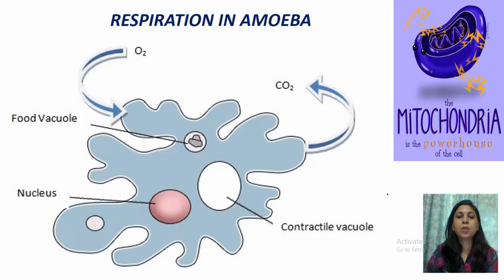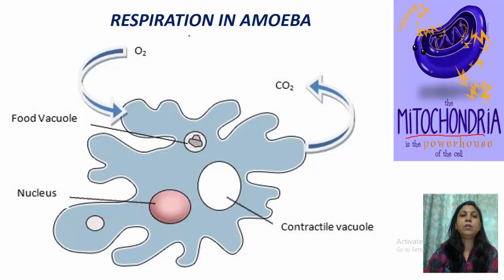So students, you might be knowing what is respiration. Respiration is the process of release of energy from the food. That is, when food gets oxidized, what is released? Energy. And this process is known as respiration. And this respiration takes place in the cell organelle which is known as mitochondria. Therefore, the mitochondria is also known as the powerhouse of the cell.